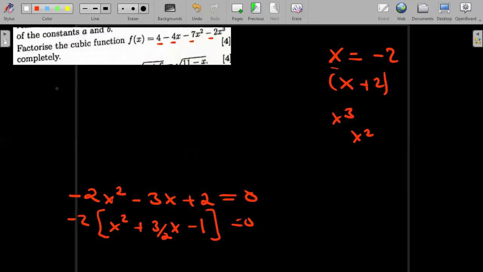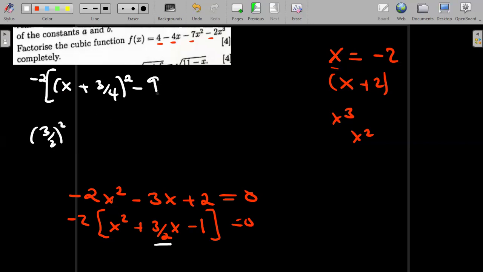So that is going to give me negative 2 there. Then inside, I'm going to have x, then plus 3 over 4, then squared. Then minus. So the half that I have, I must square it. So half of this is 3 over 4, and when I square it, I get 9 over 16. So yes, this has to be 16 here.